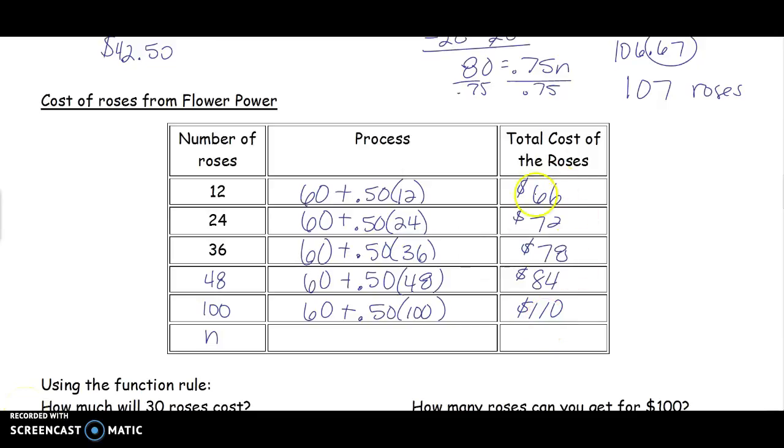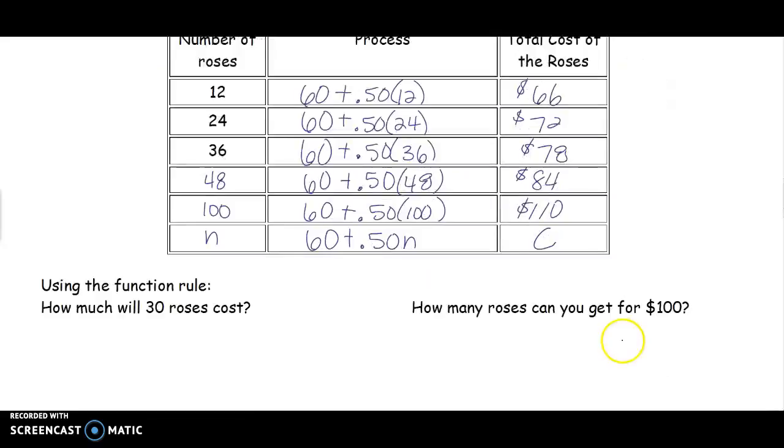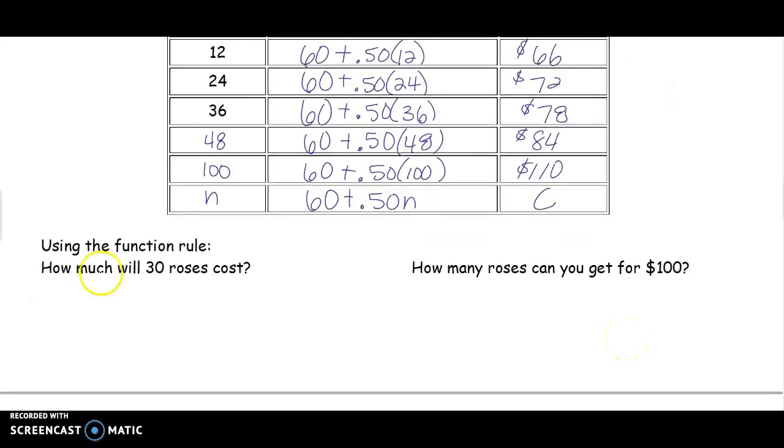So here's what we have. Notice how these numbers don't climb as fast as the other ones because they're not as expensive. The only reason they started so high was because you had a higher starting amount. So if we used n, our function rule would be 60 plus 0.5n, because it's 50 cents per rose plus the $60 setup charge, and that's going to give us our total cost. So using that function rule, how much would 30 roses cost? So we would again put 30 in for n, and I already have it figured out, and that's going to be $75.